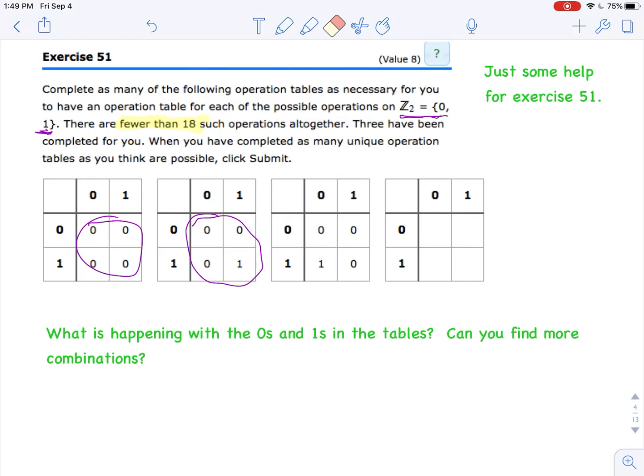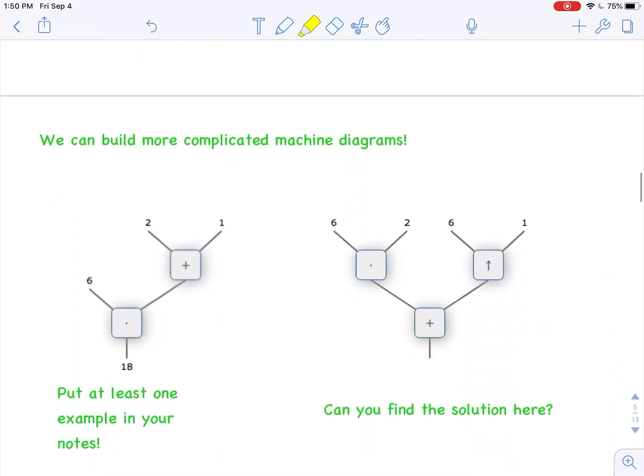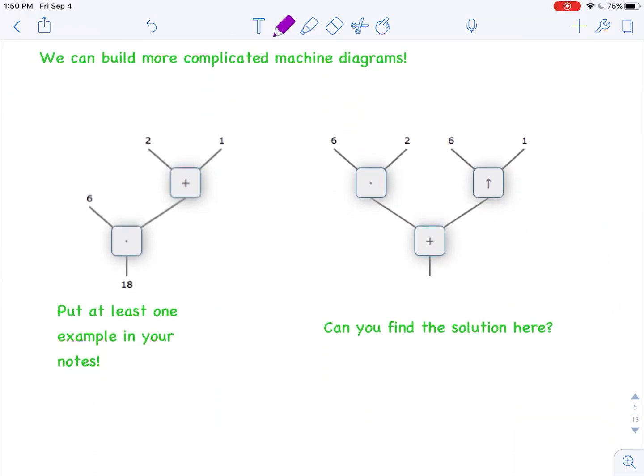Now are you understanding how you're filling in all these? So the examples I just gave, you can start filling those in. Again, check out what I highlighted here. I said there are fewer than 18 such operations. They give you 18 boxes and 3 of them are filled in to give you an example of what you're supposed to do. You're not going to fill them all in. Your goal is to figure out how many you should fill in and make sure you don't have any of them matching. Again, I don't want to give away how many you're going to do, but it's going to be fewer than 18. Good luck with that. Give it a shot. Now let's move on to machine diagrams here.